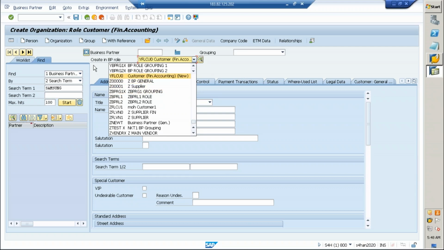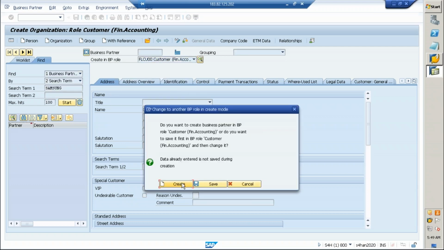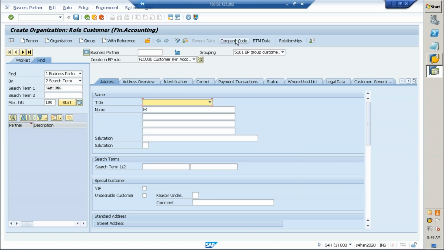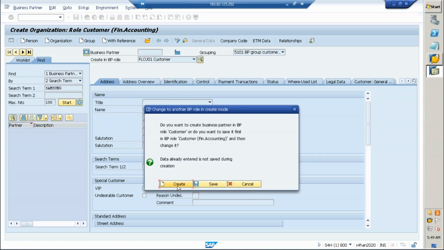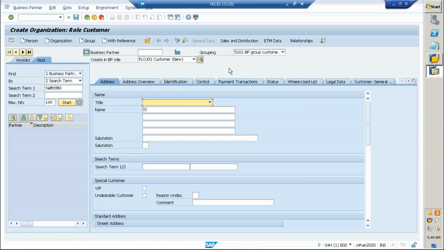There is an object called business partner role, which actually differentiates between customers, vendors, and other entities with which our company does business transactions. For example, if I would like to create a customer master using this business partner, then FLCU00 is the role, and here general data and company code data is there. And then another role, FLCU01, has general data and sales and distribution data, right?